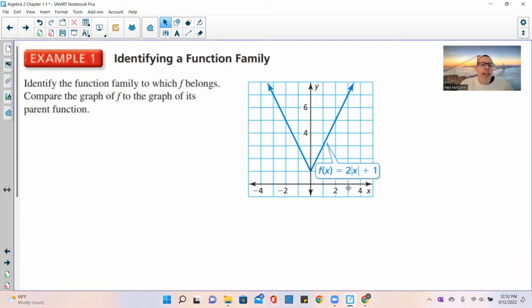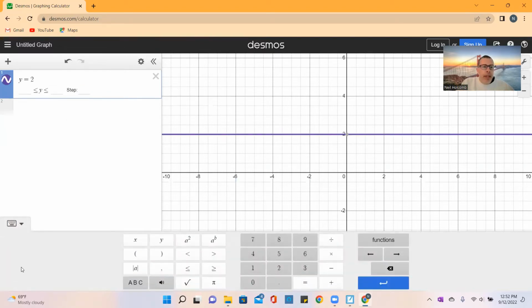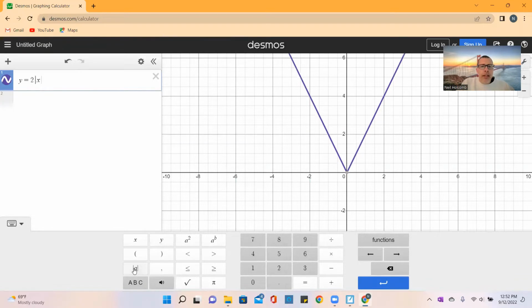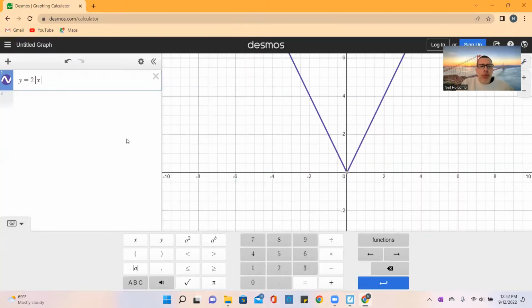Now it says to identify the function family to which f belongs. Compare it to the graph of its parent function. So this is f of x equals 2 times the absolute value of x, plus 1. I'm going to put that in my Desmos calculator: y equals 2 absolute value of x, plus 1 outside the absolute value bracket.